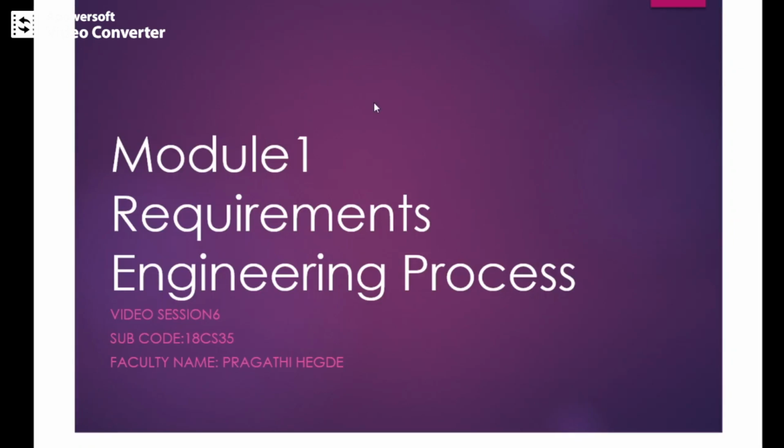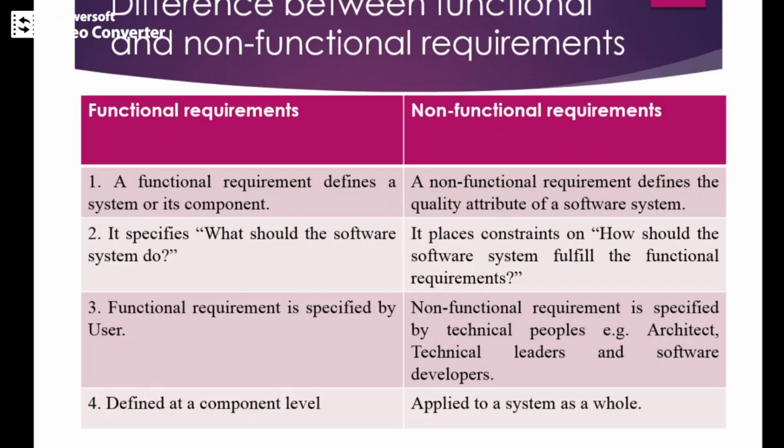In today's session, let us discuss the requirements engineering process. We have studied functional and non-functional requirements. Let us see the difference between them. The first column represents the functional requirements. The second column represents the non-functional requirements.